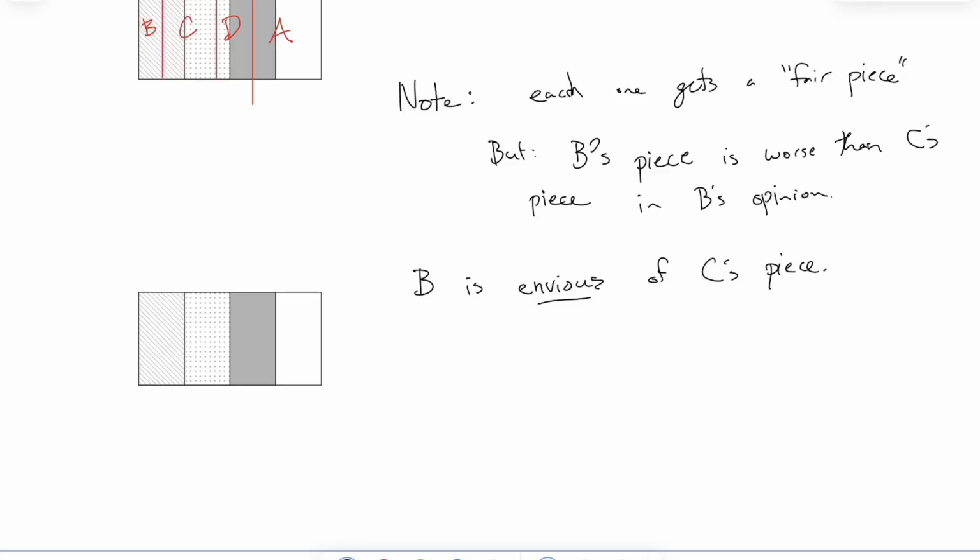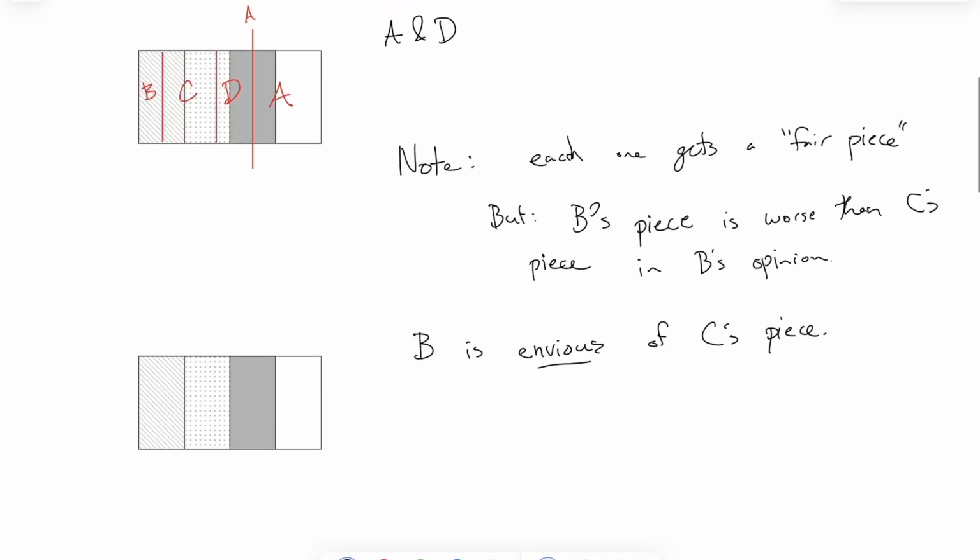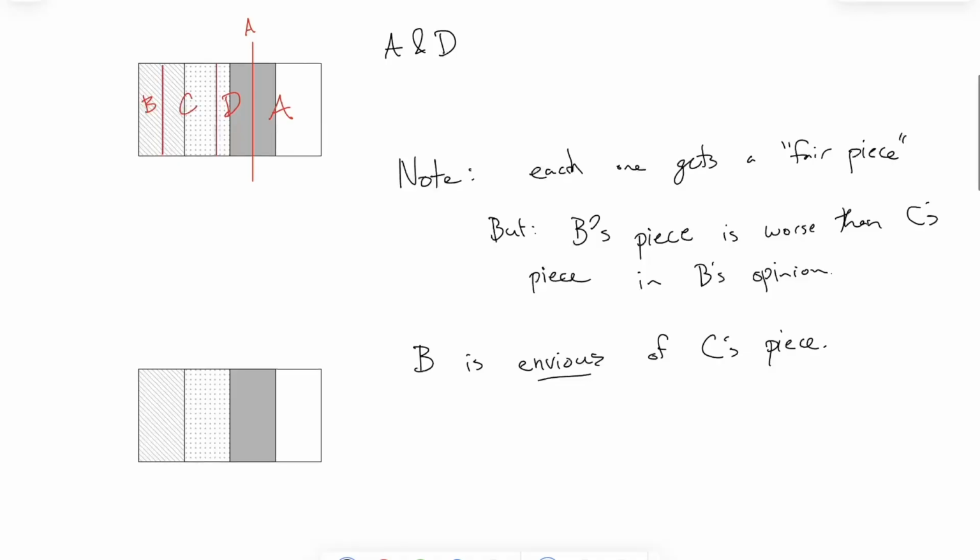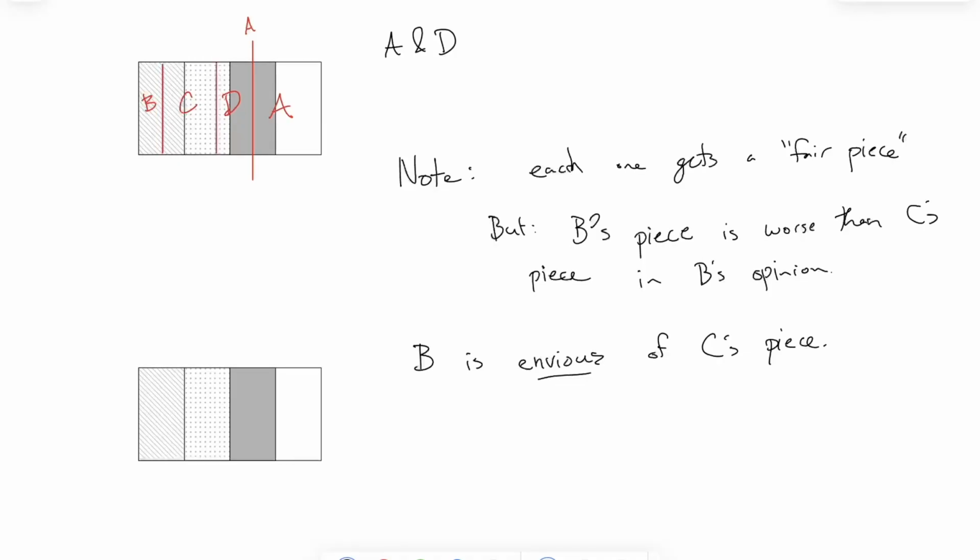So even though the pieces are fair in the sense that everybody is getting at least 1/4 of the share, they're not exactly equitable, because B would have liked C's piece better than the piece that they actually got. All right, this is something we will say a few more words about next time.